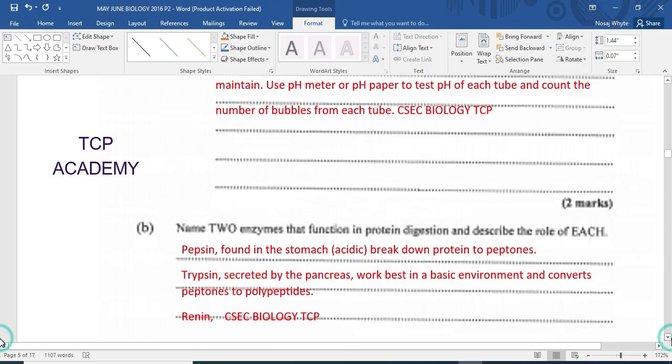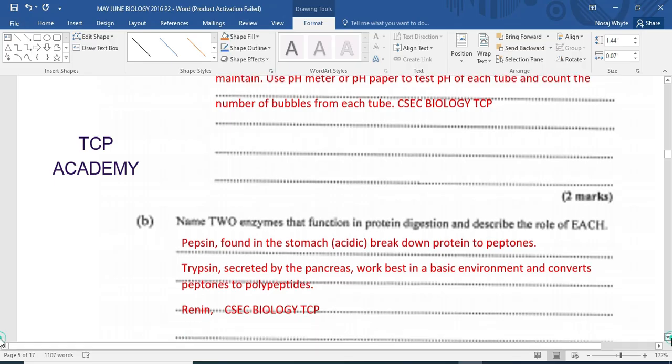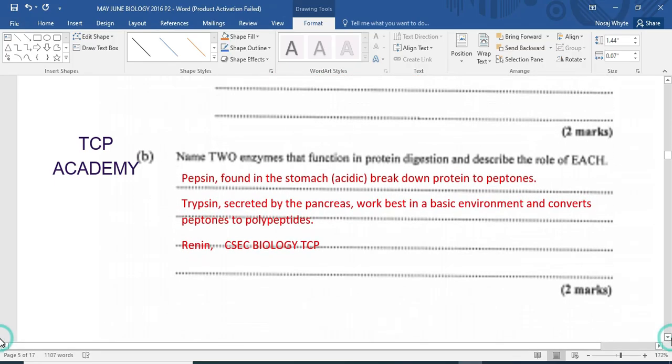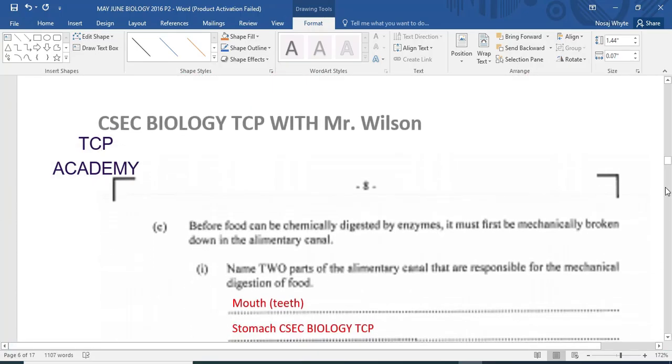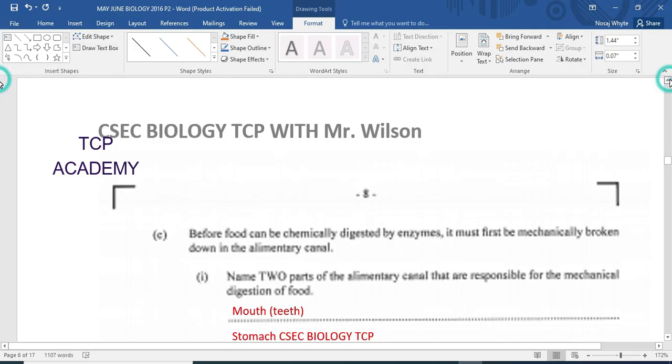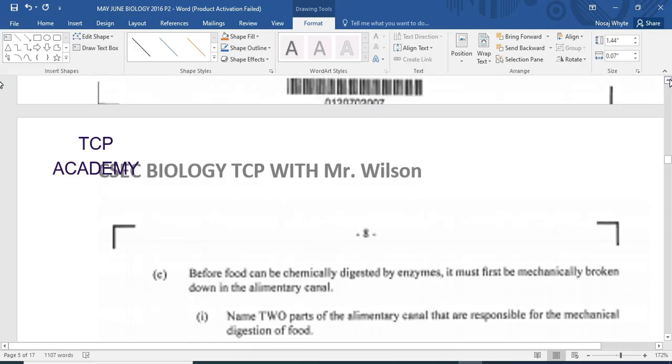But there is also renin, and you can tell me in the chat, what is it that renin does as an enzyme acting on protein? Leave that in the comment section. That's for you to show that you have been following the paper here and you are pretty much a part of what we do. So we're looking at the other question here, C of question number 1.